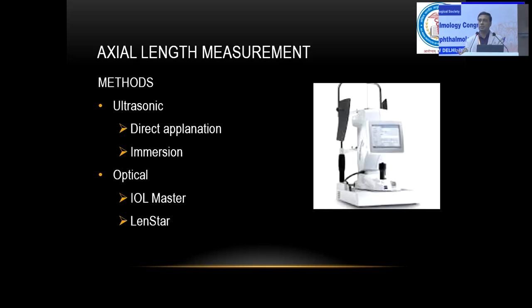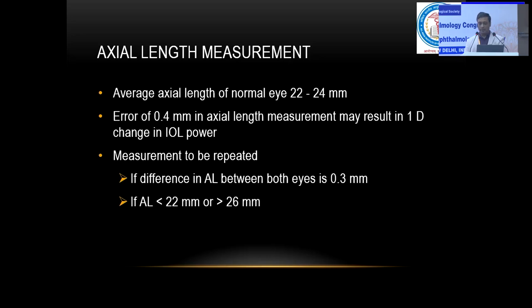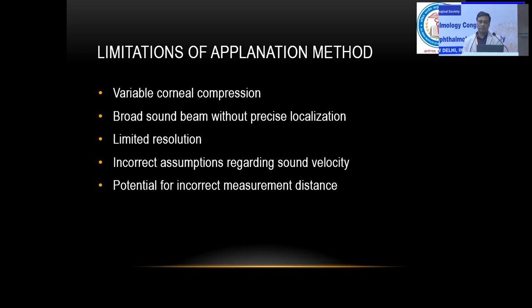We have seen various advances in it, starting from ultrasound, direct application and immersion, moving on to optical, and finally swept source and intraoperative aberrometry. An axial length is around 20 to 24 mm. We have been taught that around 1 mm difference in axial length measurement results in around 3 diopter change in IOL power, so it has a huge impact. Again, the measurement has to be repeated if the difference in axial length between both eyes is 0.3 mm, or if it is on the myopic or hypermetropic side, less than 22 mm or more than 26 mm. Then yes, repeat the axial length measurements.